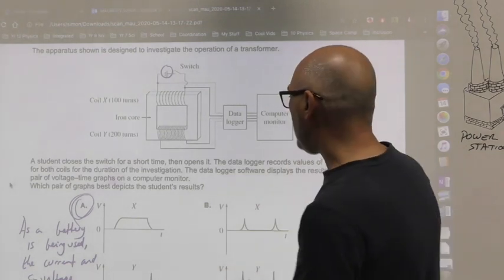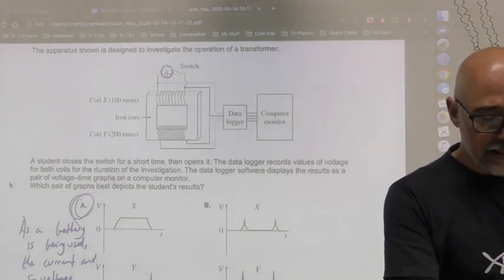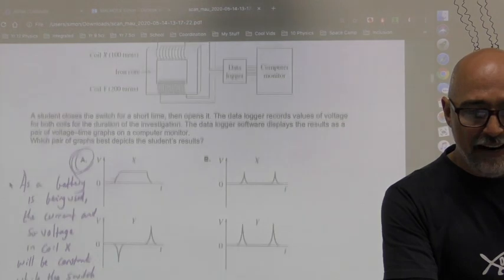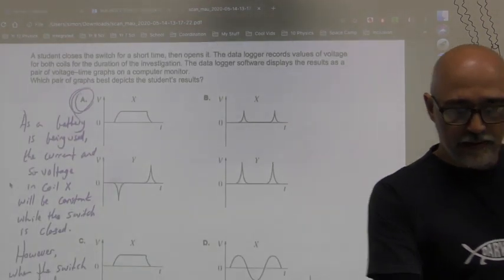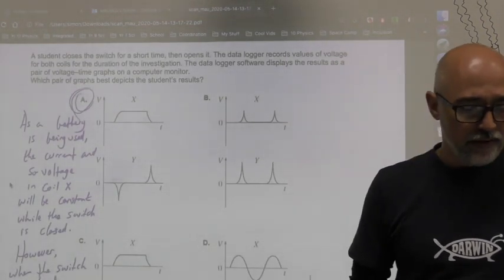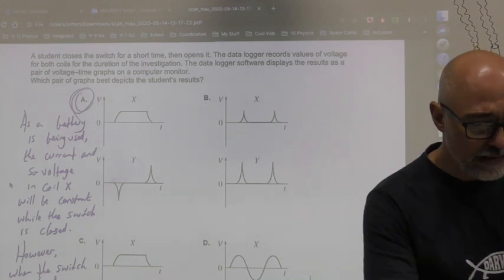All right, so which one? Let's see. It says which pair of graphs. Which pair of graphs work? Let's see.